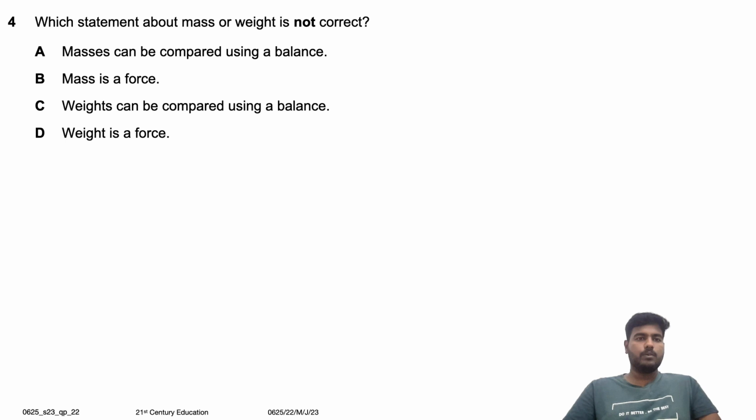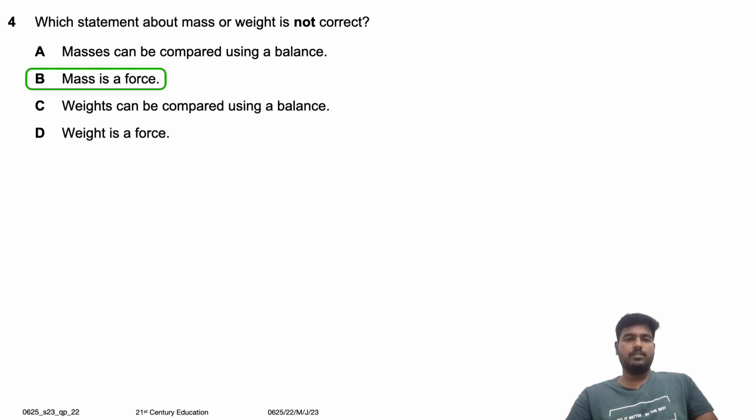Which statement about mass or weight is not correct? Mass can be compared using a balance. Yes, it can be compared using a balance. Mass is a force. No, it's not, so this is the not correct answer. Weights can be compared using a balance. Yes, they can be compared using a balance. Weight is a force. Of course, weight is a force.